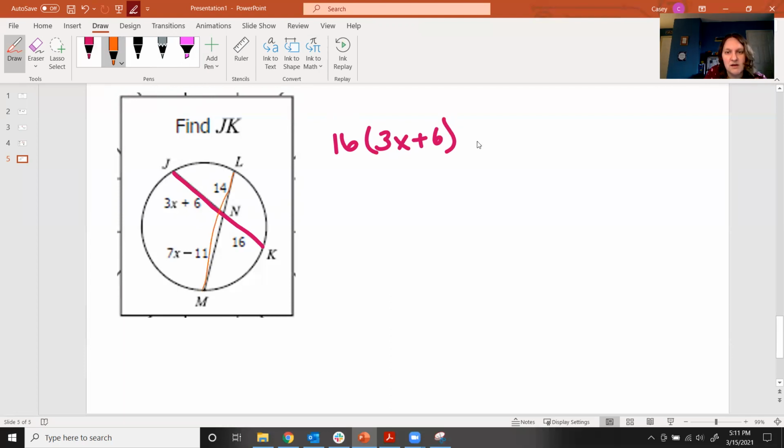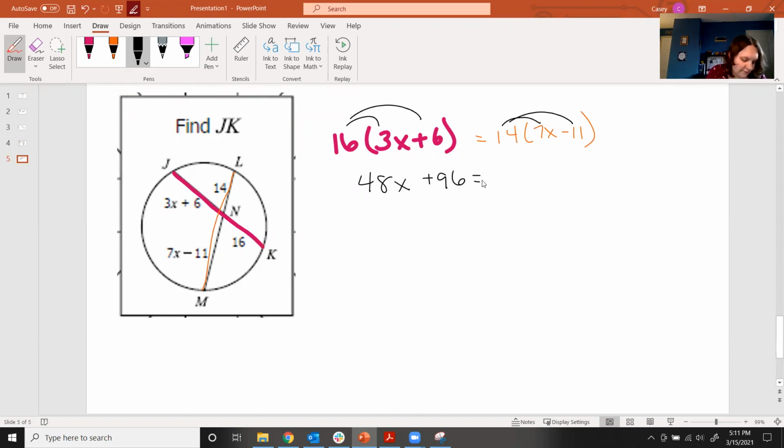And these parts, 14 times 7x minus 11. And we will distribute. So 16 times 3 is 48, so this is 48x. 16 times 6 is 96. 14 times 7 is 98, so this is 98x. And 14 times 11 is 154.